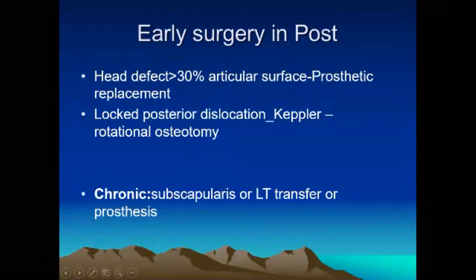Early surgery in posterior dislocation is indicated especially in head defects of more than 30% in a young patient; a capsular osteotomy or rotational osteotomy can be done, and in an older patient, prosthetic replacement is done. And in chronic cases, subscapularis muscle transfer or a latissimus dorsi transfer or a prosthesis has to be done.